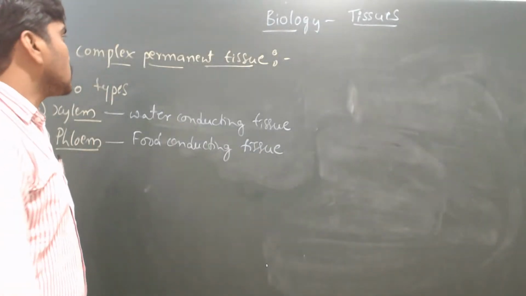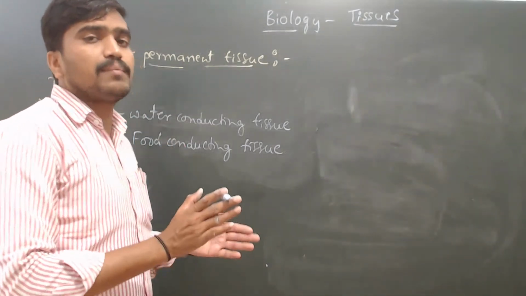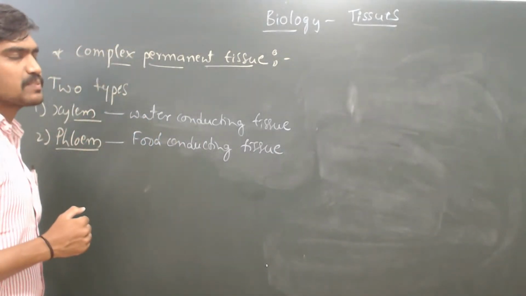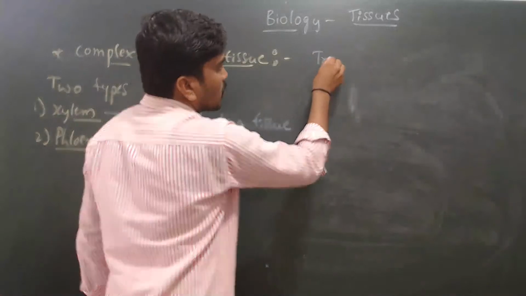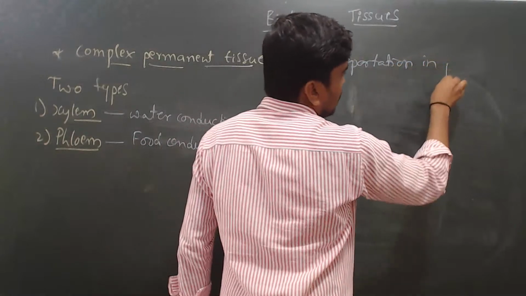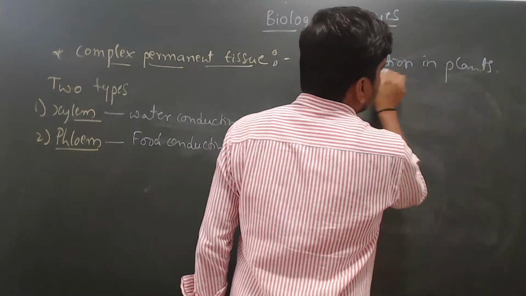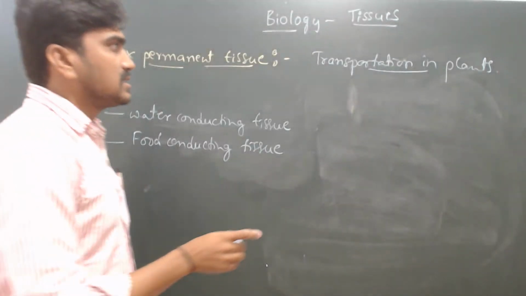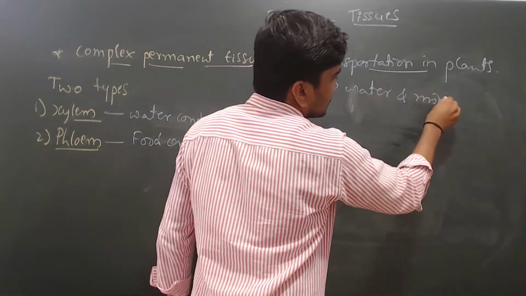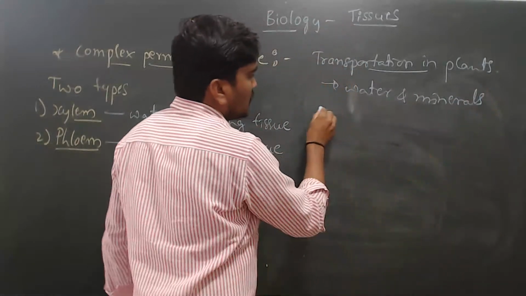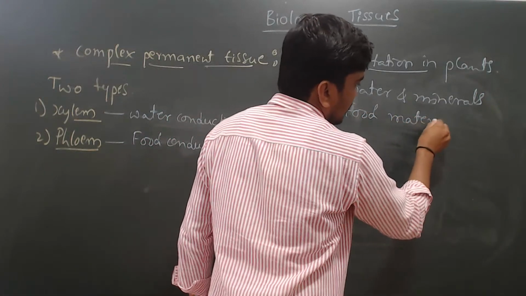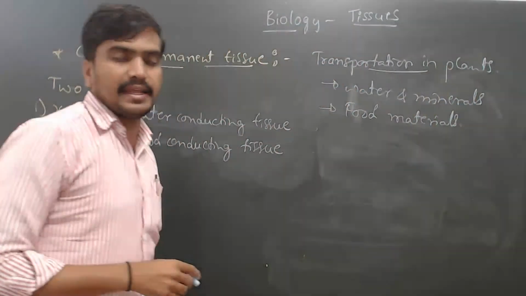Food conducting tissue. And these complex permanent tissues are completely different from simple permanent tissue. These two types of complex permanent tissue mainly help for the process of transportation in plants. Transportation in plants means it transports what? Water and minerals. Along with it, it also helps to transport food materials.